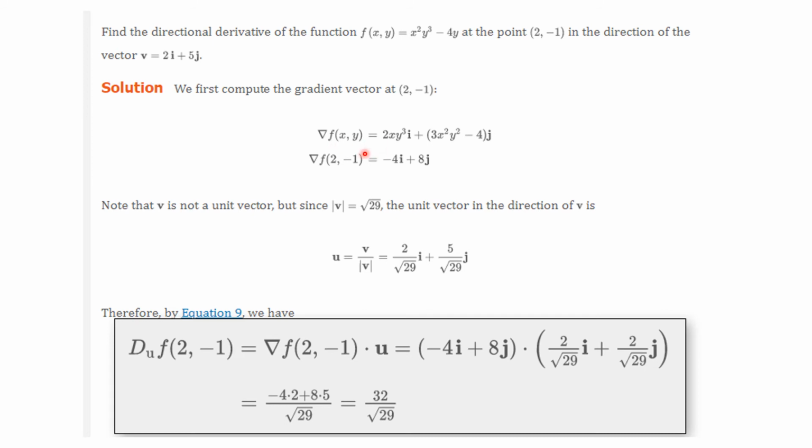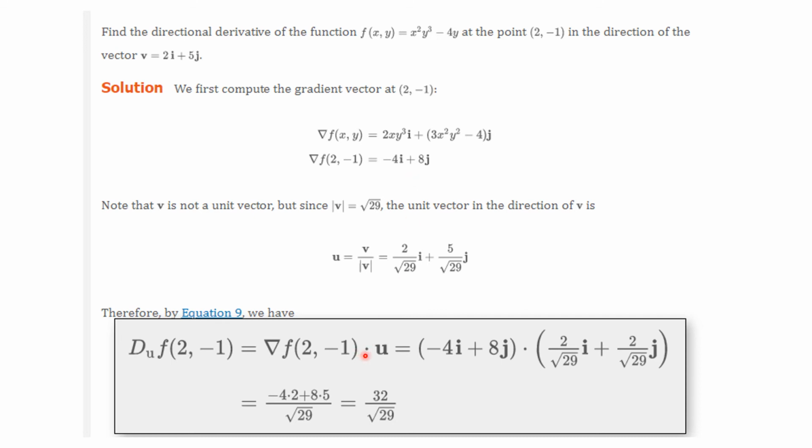So what we're going to do is take the partial of this with respect to x, and we get 2x y cubed, and then we take the partial of that with respect to y, and we get 3x squared y squared minus 4. This is in the i direction and that is in the j direction. So this is what the gradient is when I substitute 2 and minus 1 in. And so this is going to be pointy bracket negative 4, 8.